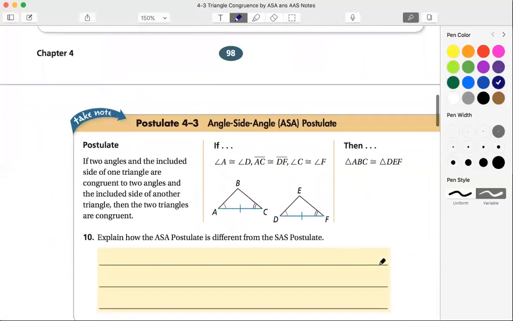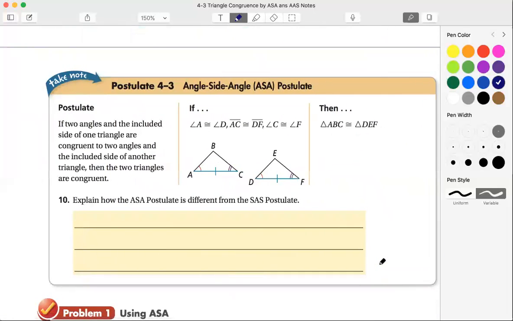Okay, so our new postulate in this section, angle side angle, states if two angles and the included side of one triangle are congruent to two angles and the included side of another triangle, then the two triangles are congruent. So here it is in symbols. If we know angle A is congruent to angle D, side AC is congruent to side DF, and angle C is congruent to angle F, so angle, side, angle, then I know those two triangles must be congruent.